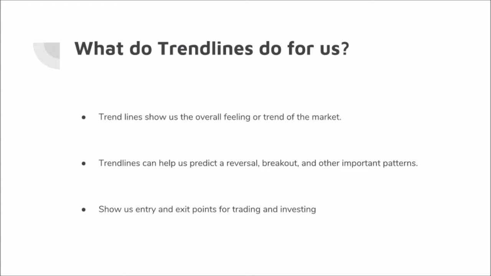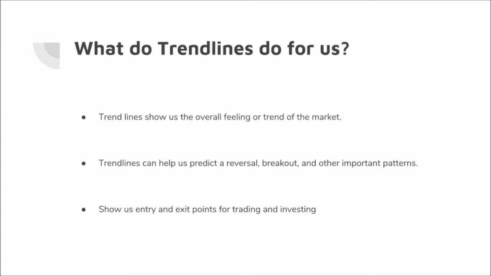So what do trend lines do for us? Trend lines show us the overall feeling or trend of the market. So as an investor, it helps you get a feeling for, are you buying at a good price? What's the market like with the coin you're interested in? It helps you just get a general idea of what the market is doing currently and what it may do in the future. Trend lines can also help us predict a reversal, a breakout, and can show us other important patterns.